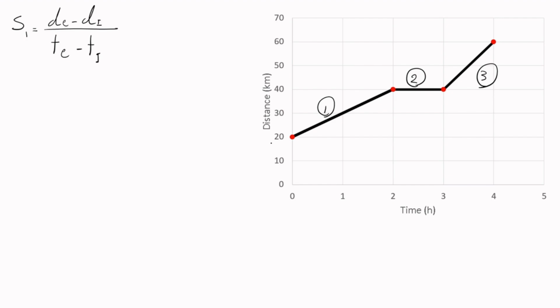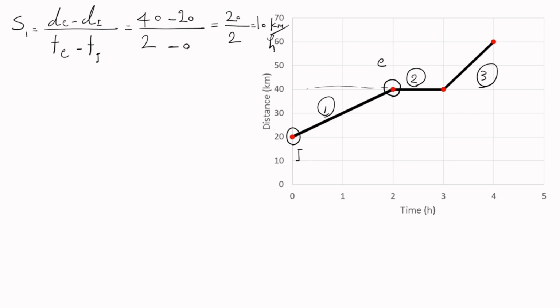But the method that we are going to apply is completely the same. This is the ending point of the first part and this is the initial point of the first part. What is the distance of ending point? If I continue this, you will realize that this is 40. And distance of initial point, 20. What is the time of ending point? 2. What is the time of initial point? 0. What am I going to have? I'm going to have 20 over 2, which is 10. And this is going to be kilometer per hour.